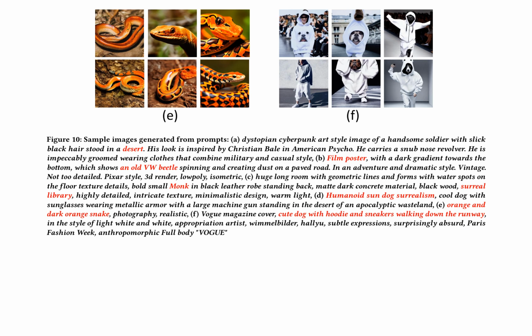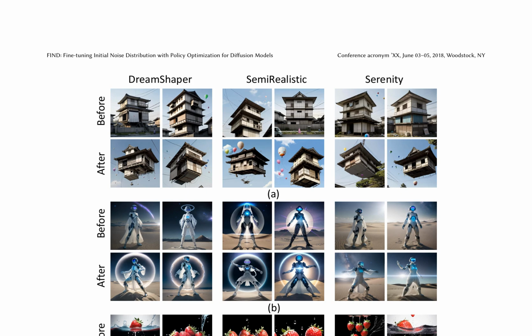The authors assume a diffusion model as the underlying generative model and utilize policy optimization to fine-tune the initial noise distribution. Future work may involve exploring alternative generative models and fine-tuning strategies to further improve the quality and diversity of generated images. The research paper discusses the fine-tuning of initial noise distribution using policy optimization for diffusion models. It presents a novel approach to improve the quality of generated images.